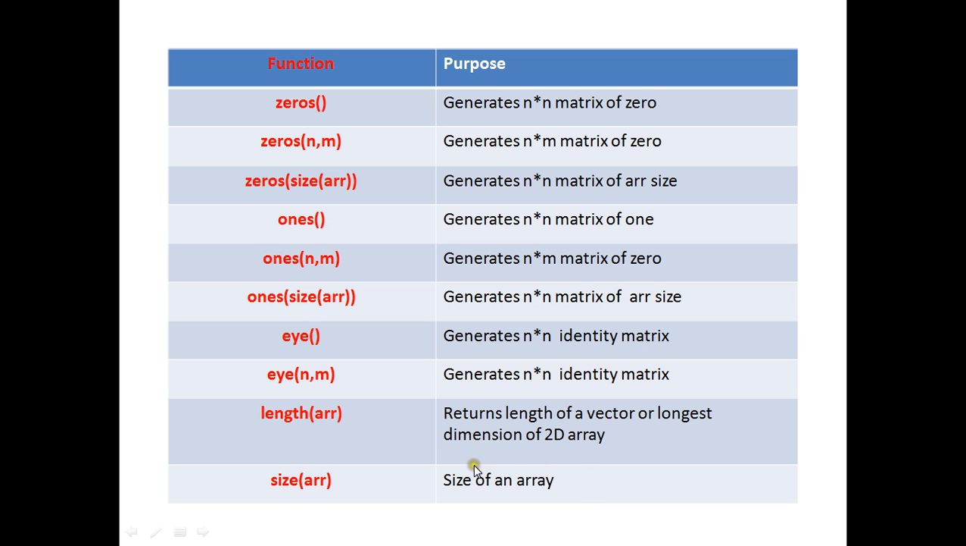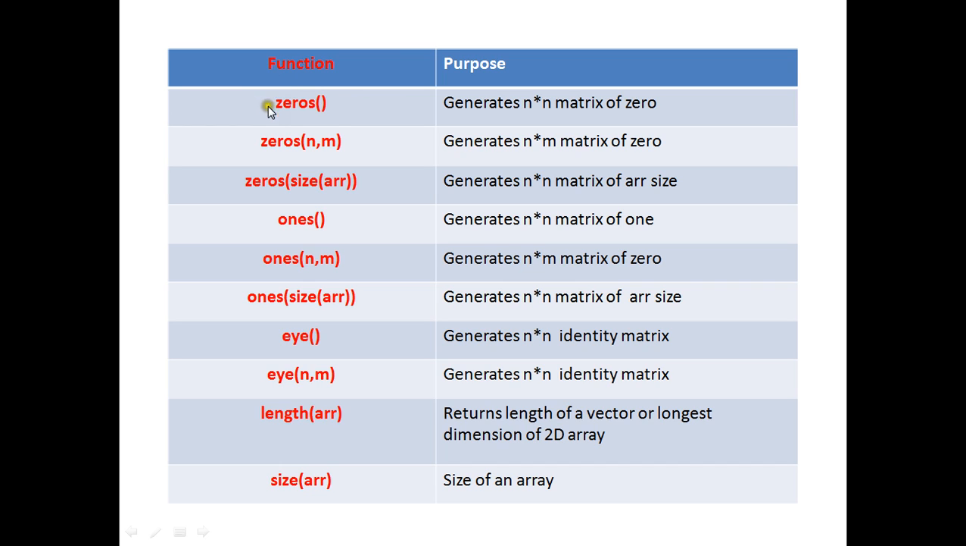For example, for A, we had three columns and three rows, so if we put size(A), then we get the size of this array, that means 3 by 3. Okay, so length is the length of a vector, the longest dimension of 2D arrays, so we can easily get the length of 2D arrays with this function.